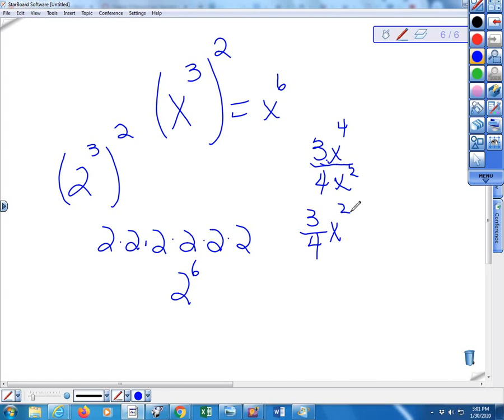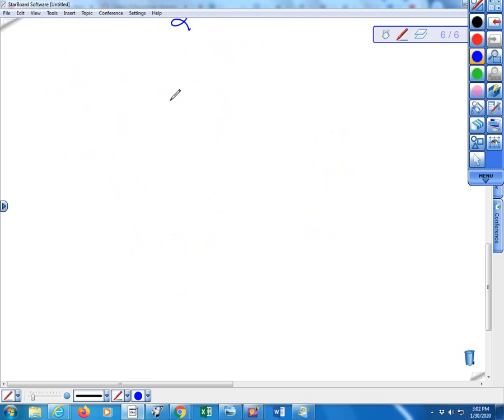If I had a negative exponent, I subtract them. Negative 2 minus 2 is negative 4. So it'd be 3 halves x to the negative 4. You just subtract. Okay, we'll talk about them today then, just in case. Negative exponents are very easy.